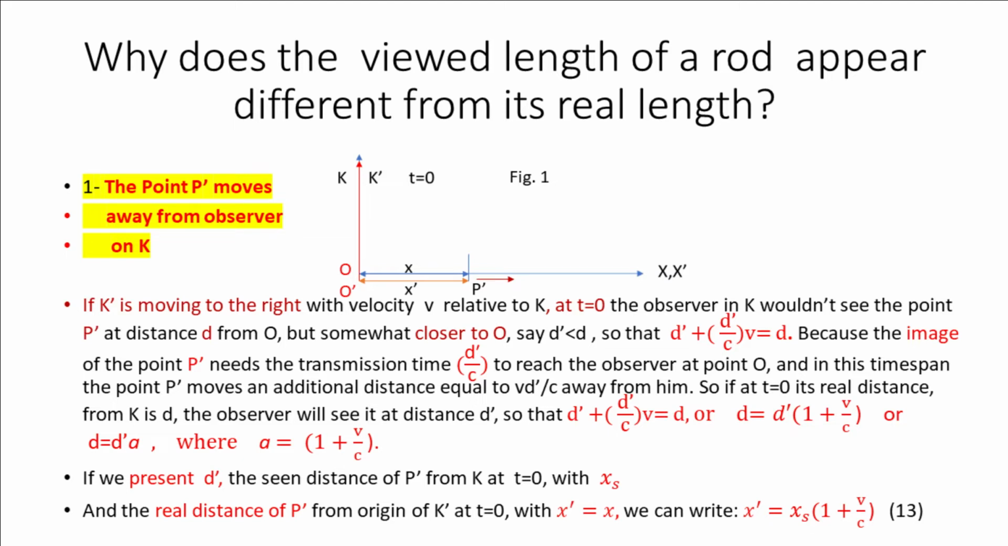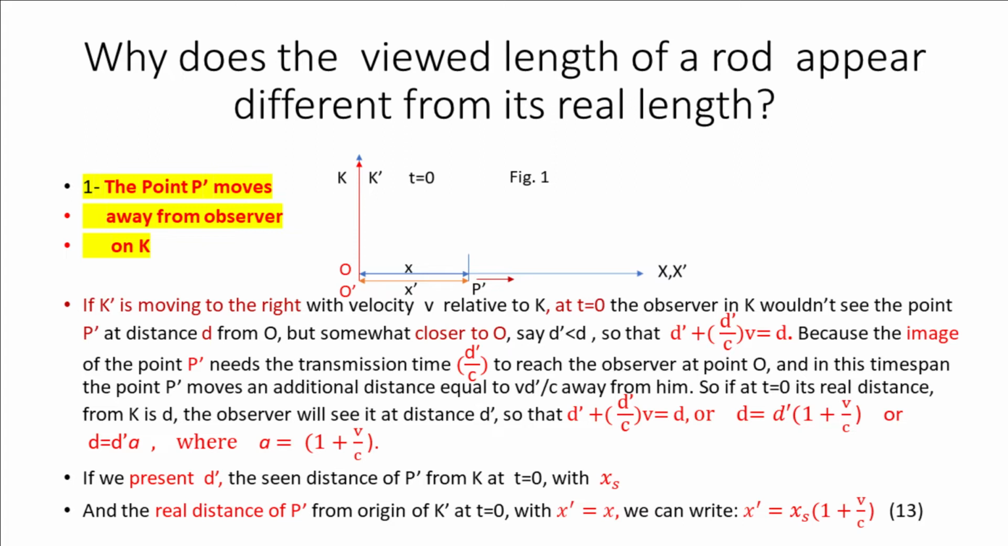If K' is moving to the right with velocity v relative to K at t equals 0, the observer in K wouldn't see the point P' at distance d from O, but somewhat closer to O, say, at distance d' smaller than d, so that d' plus v multiplied by d' over c equals d.